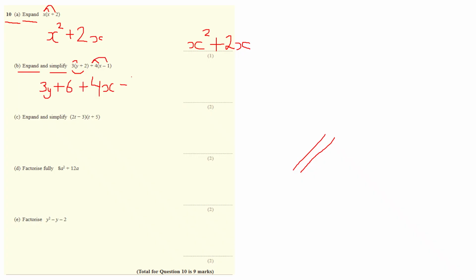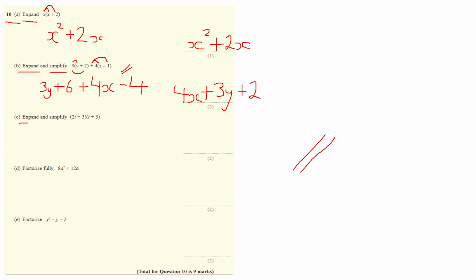Makes minus 4. Okay, collect my like terms. Well, here I've got a plus 6 minus 4. So we're going to have 4x plus 3y. 6 minus 4 is plus 2. Again, guys, sorry if I got the signs mixed up. But I'm reading it as 3 brackets y plus 2 brackets closed plus 4 brackets x minus 1. If I've read it wrong, I apologize. But that is what I've read it as.